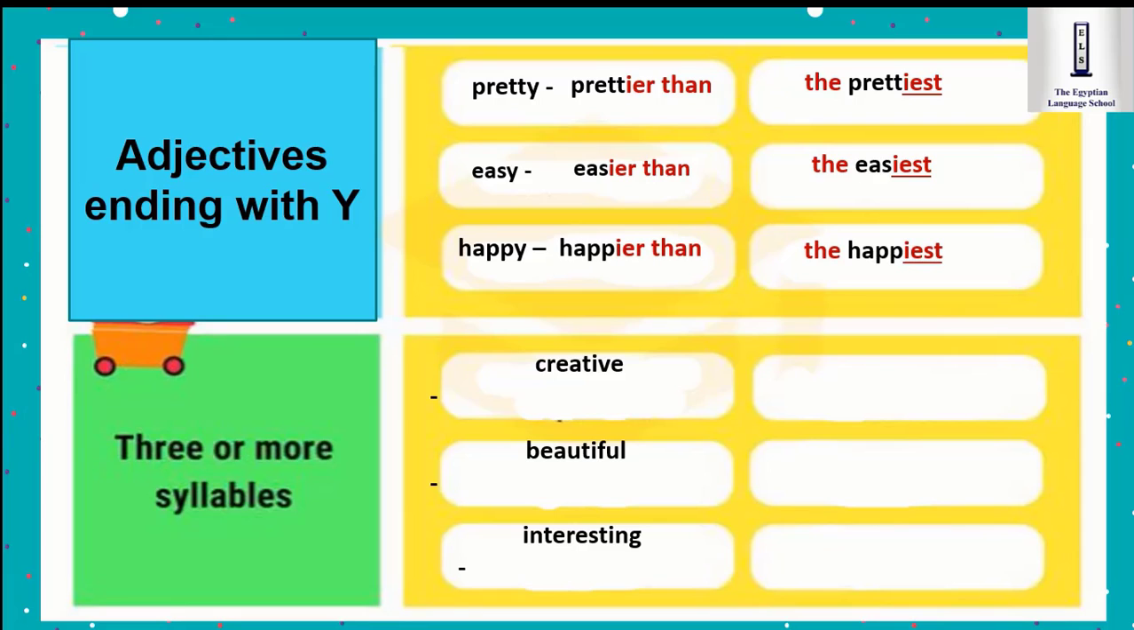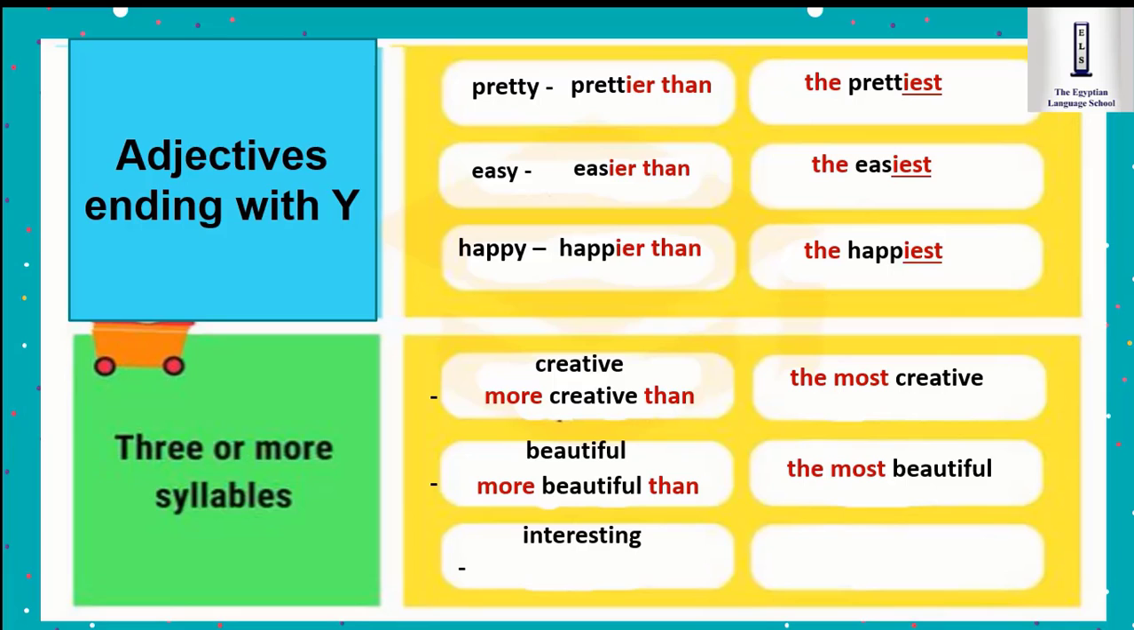As for the long adjective with three or more syllables, we add more plus the adjective plus than in the comparative form, as in creative, it will be more creative than, while in the superlative form, it will be the most creative. Also, we have beautiful, more beautiful than, the most beautiful, interesting, more interesting than, the most interesting.